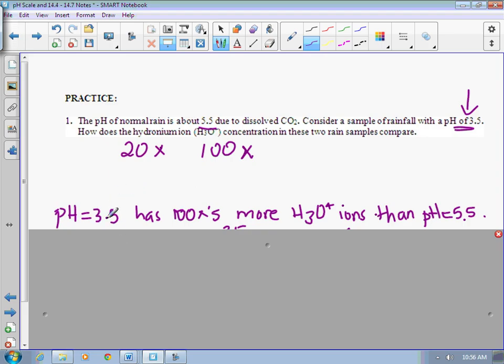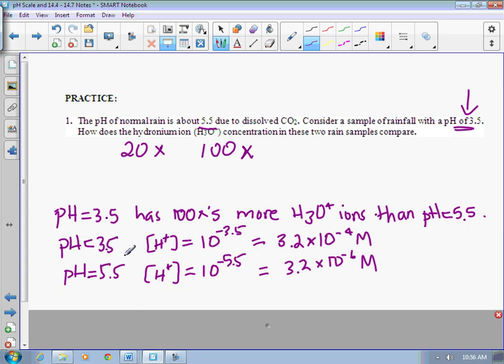Okay, so the pH 3.5 would be 100 times more H plus than a pH 5.5. I want to show you guys that you can prove that mathematically. So if my pH is 3.5, how do you go backwards and take the pH and turn it into hydronium? What I want you guys to remember is, again, that pH is an exponent.